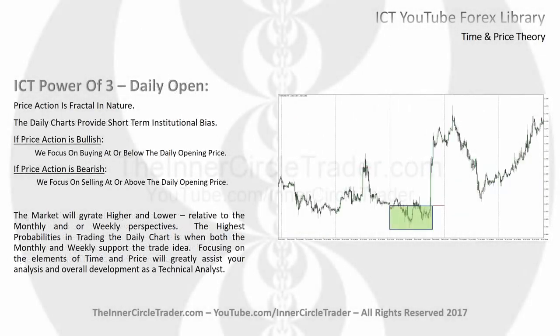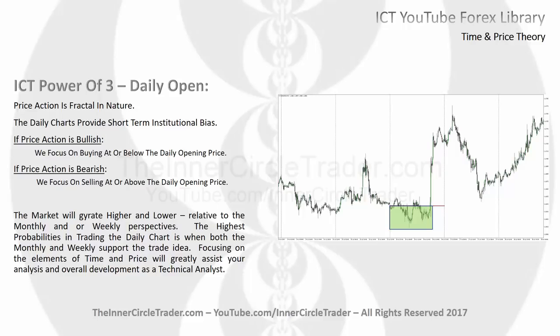Okay, moving right along. To complete this teaching, we're going to be referring now to the opening price on the daily. Again, price action is fractal, and what we would see on other time frames can be seen on the daily as well. But the daily chart provides us a short-term institutional bias. In other words, what the large institutions, insurance companies, and banks are looking at relative to the daily time frame, that's going to be their short term.